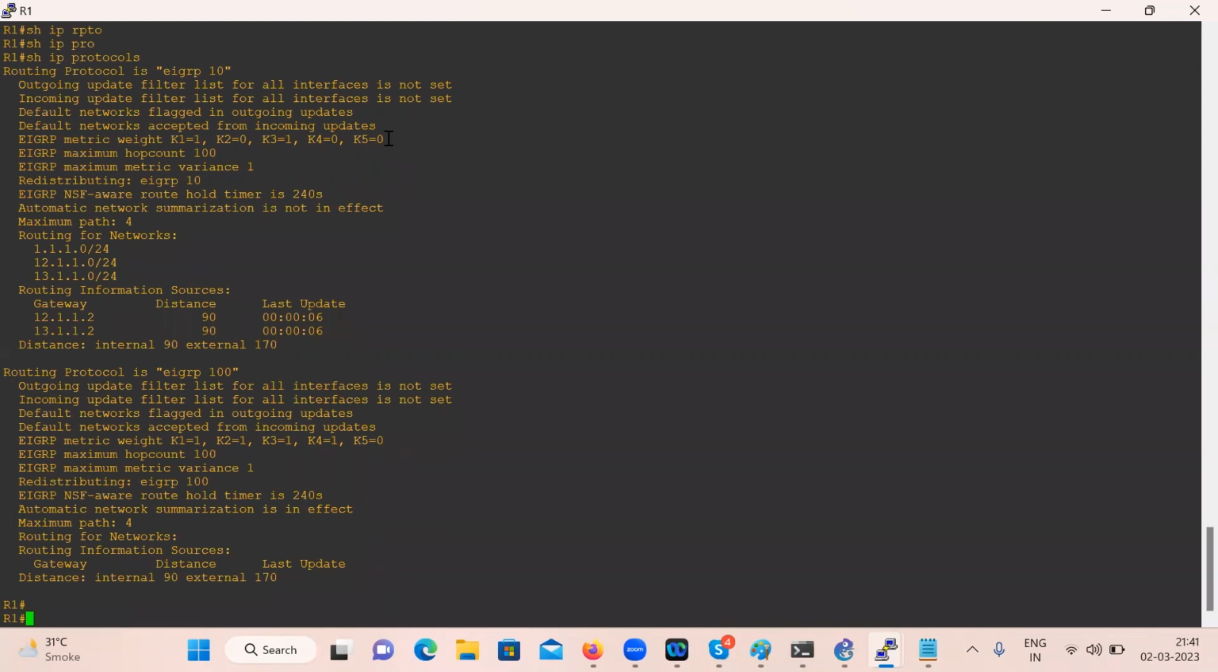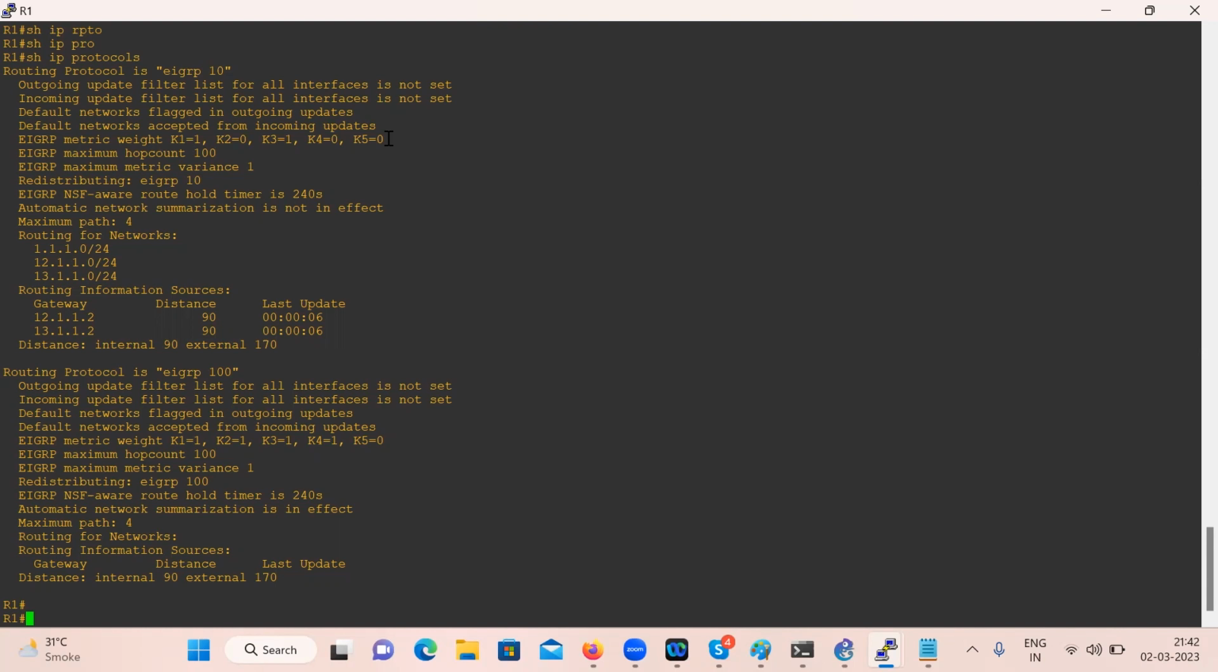Can you make K bandwidth 1, and the remaining all 0? You can do that also. But remember one more point. If you are making any changes on router 1, the same changes you have to do on router 2 as well.